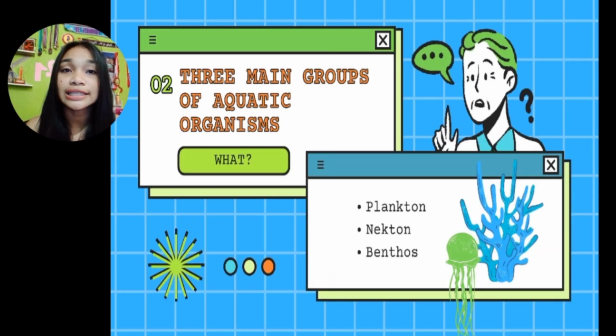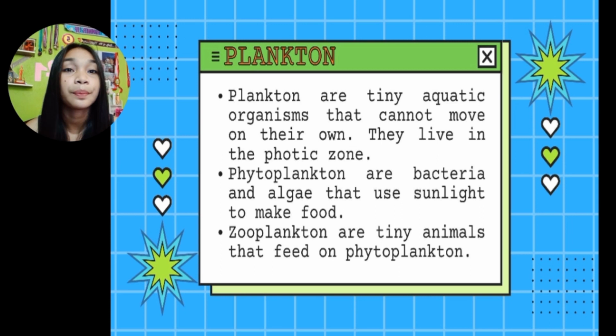So, the aquatic organism has three main groups that we need to know, understand, and keep in our mind. What are these three main groups of aquatic organisms? We have the plankton, the nekton, and the benthos. Now, let's go first to the plankton.